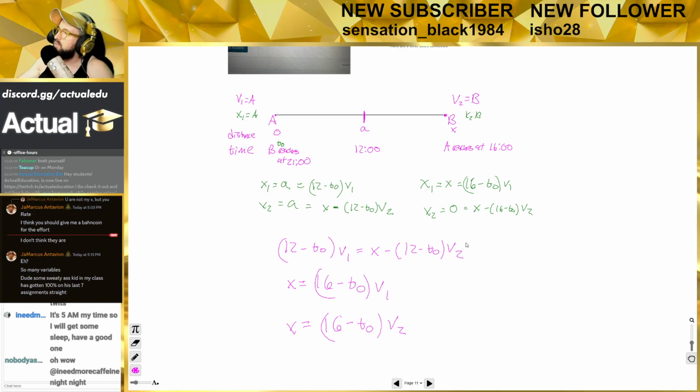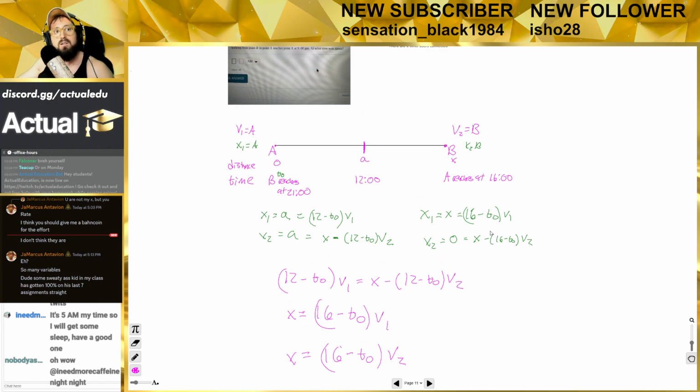Oh, you know what's cool about this, Jamarcus? This tells me that V1 has to equal V2. You see how this equation equals this equation? This tells me they have to be going at the same speed, actually. Okay, so they have to have the same speed. That kind of helps me out. So V1 equals V2, which is like V basically.